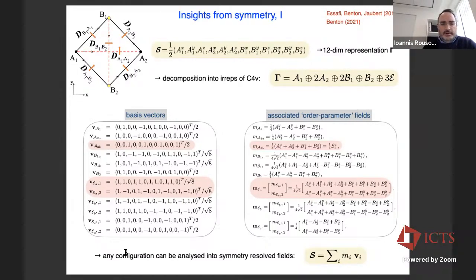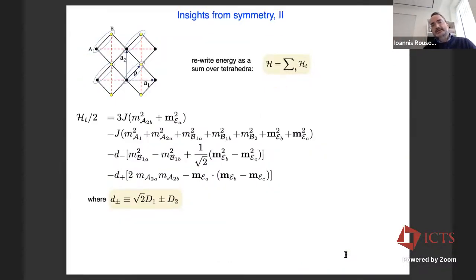Then you can take any configuration and analyze it into symmetry-resolved fields like M_I times V_I, and you can treat these M_I now as order parameters. Then you can replace these in the Hamiltonian and get an expression in terms of these fields. Because this is a corner-sharing tetrahedron structure, you can always break down the interactions as a sum over isolated tetrahedral terms, and each tetrahedron energy can be written in terms of the order parameter fields in this particular way.